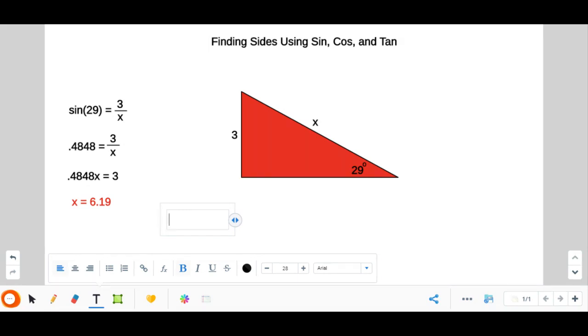So this is really the same as before, just when x was on top, all we have to do is multiply. When x is on the bottom, it's just one little extra step at the end with the algebra, so you have to get x out of the denominator, and then you end up having to divide 3 divided by 0.4848 to solve for x.